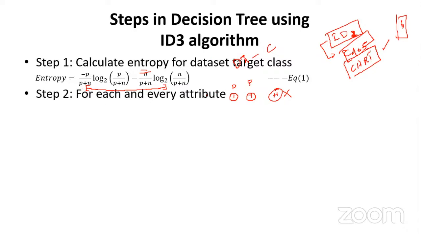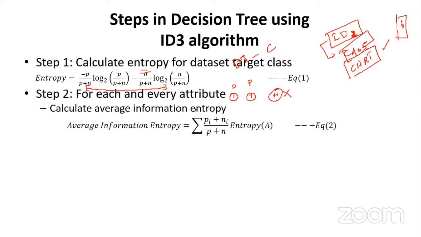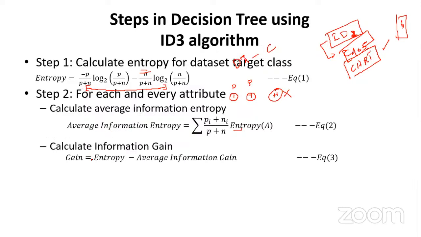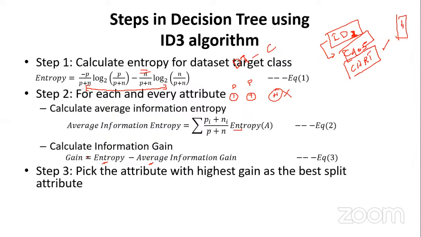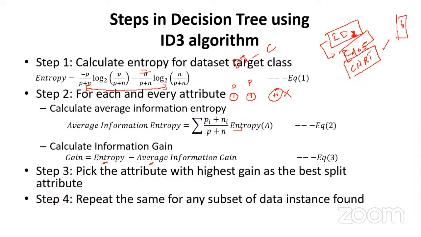For each and every attribute, calculate an average information entropy. What does average information entropy mean? It is the entropy of each and every attribute that is available, and then you sum all of it up. That is the average information entropy. We need to find the average information entropy for finding the gain. This gain is the difference between your entropy and the average information entropy. Then step number 3 is to pick the attribute with the highest gain, and that is going to be the split value.